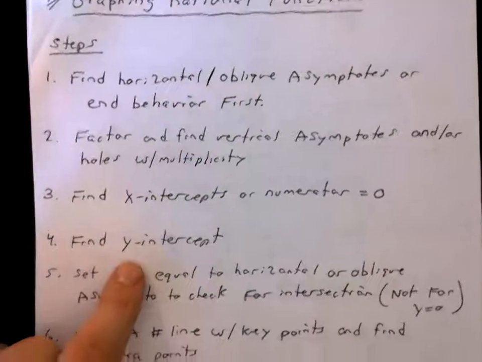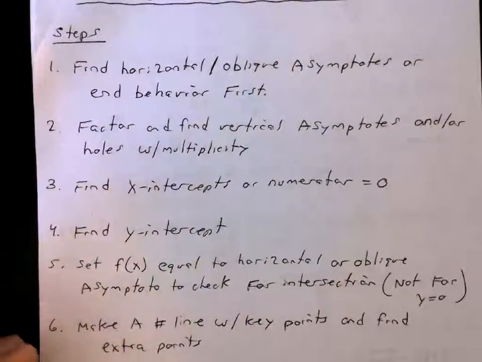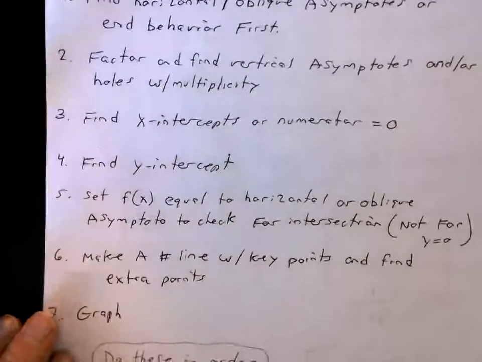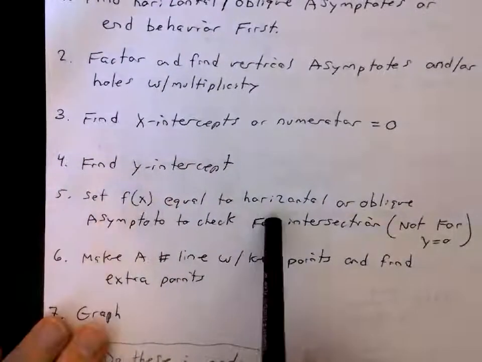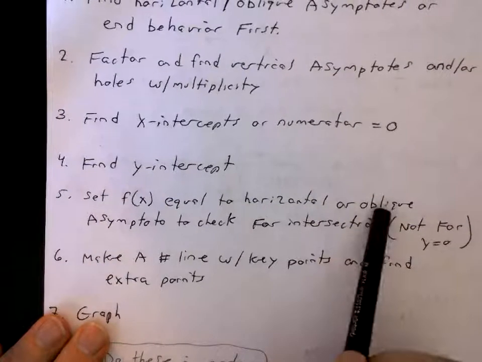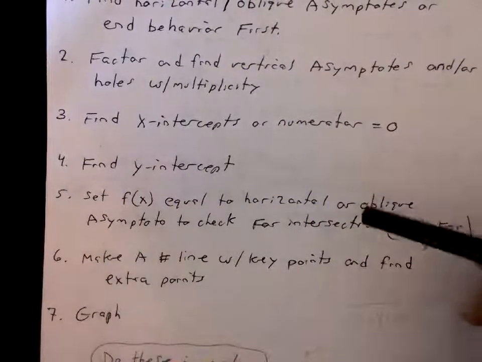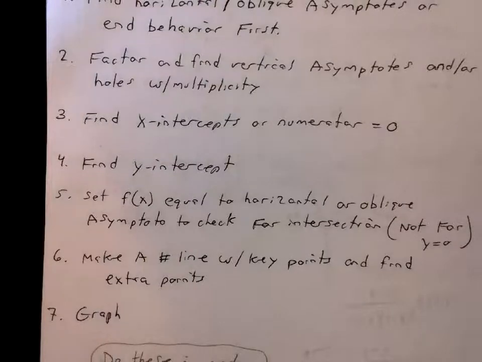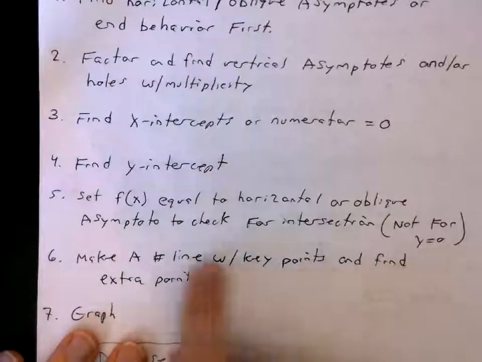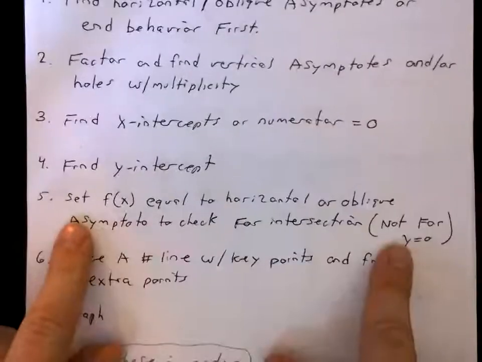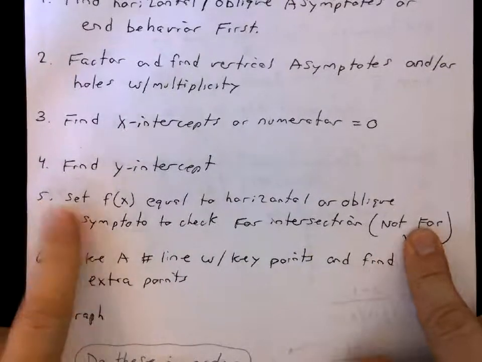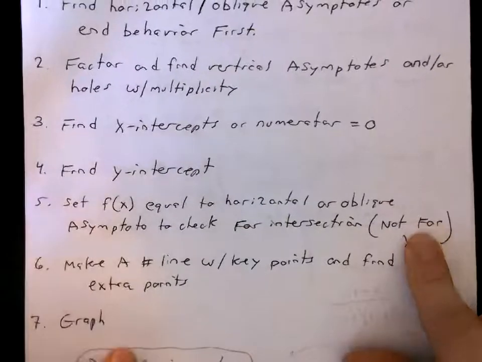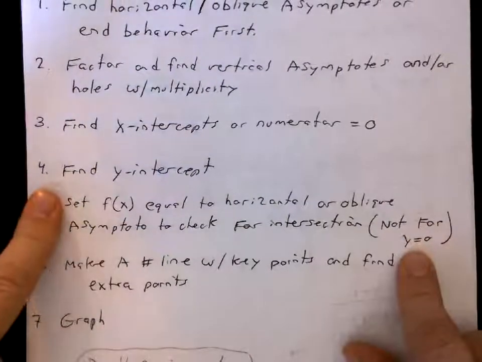Then you're going to find the y-intercepts. Well, that's just letting x equal 0. Step 5 says you're going to take the function and make it equal to the horizontal or oblique asymptote to check for intersections. So that means that if your horizontal asymptote is not 0, you're going to do number 5. If it is 0, you just skip number 5.